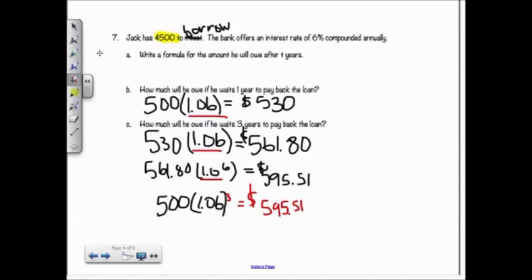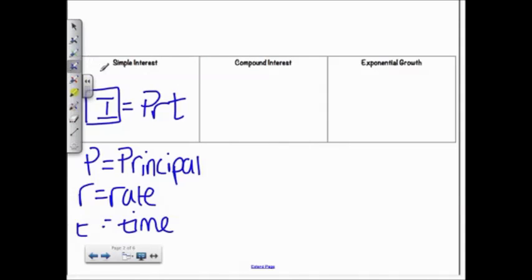So we can go back and write our formula for the amount that he owes after t years, and we'll just say that f of t equals 500 times 1.06 all raised to the t power, excuse me. So based on however many years you have, that's the number that you are raising the 1.06 to. All right, now let's revisit our formulas.